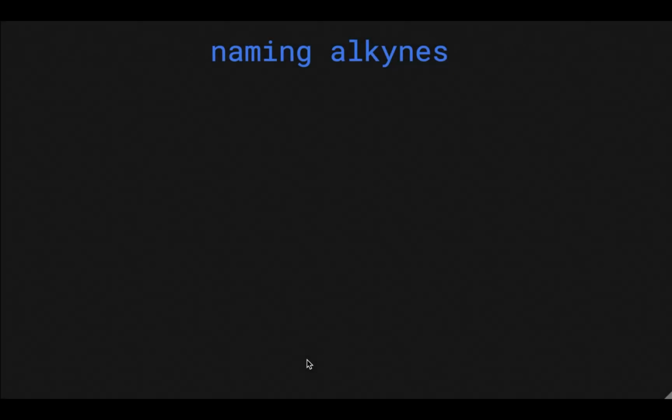Name alkynes using the IUPAC system. Unlike alkenes, which we covered in the last video, alkynes have a triple bond between the carbons. So I'll be going over a few simple examples in order to establish the steps in naming an alkyne, and then I'll move on to a few complicated examples in which we have both an alkene and an alkyne in the organic compound. So let's begin by drawing a simple compound.